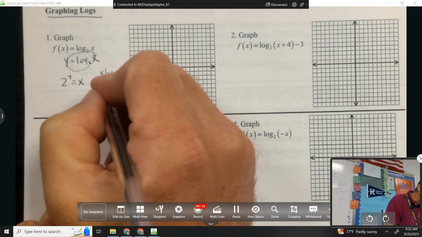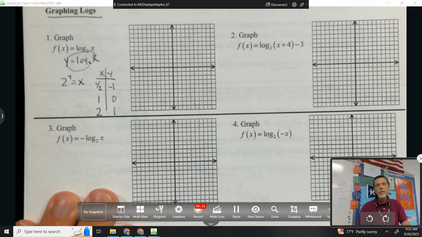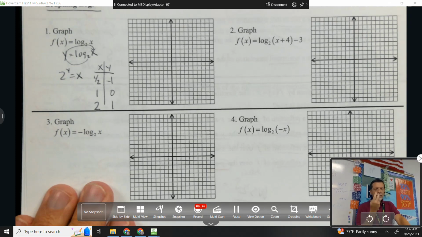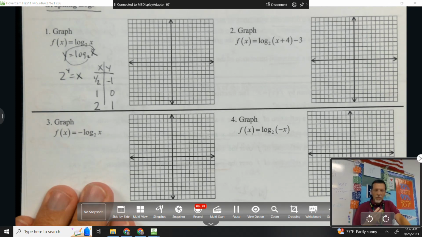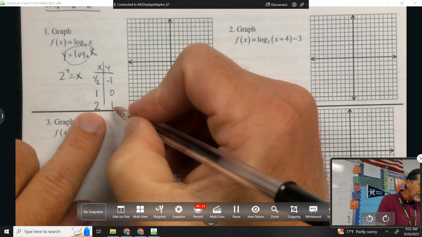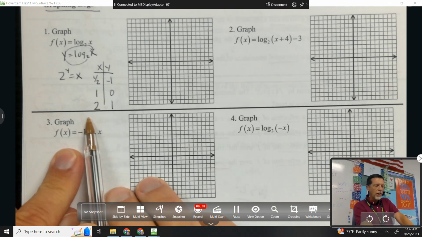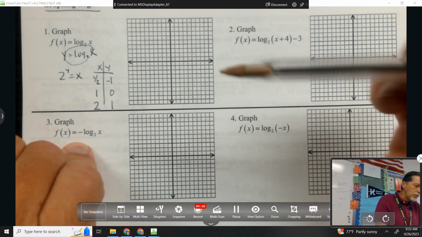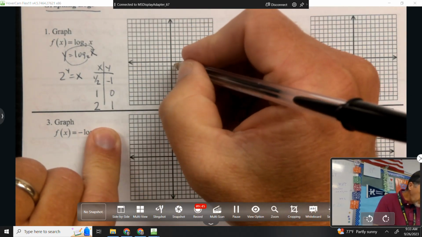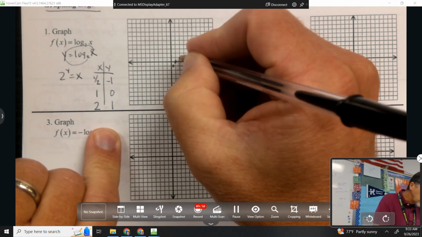2 to the -1 is 1/2. 2 to the 0 is 1. 2 to the first is 2. Alright, so it's the same set of numbers we had yesterday, but x and y are switched. But that makes sense because logs and exponents are inverses of one another. So let's plot these. Again, this feels a little weird because we don't often pick our y's. We're usually picking our x's. But we did some switching around here. Alright, so (1/2, -1), (1, 0), (2, 1).